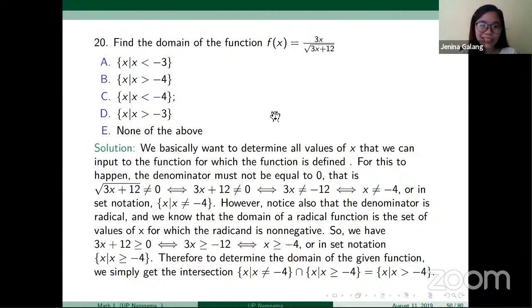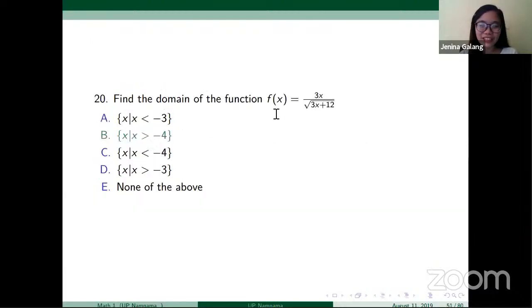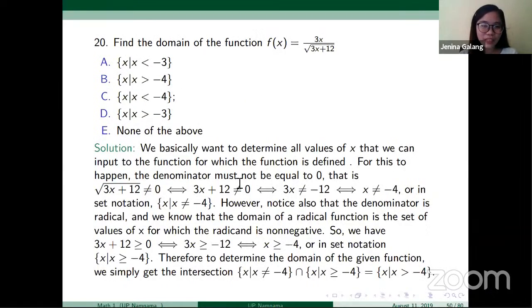Yan, naintindihan niyo ba? Medyo technical kasi na nalagay kong solutions.